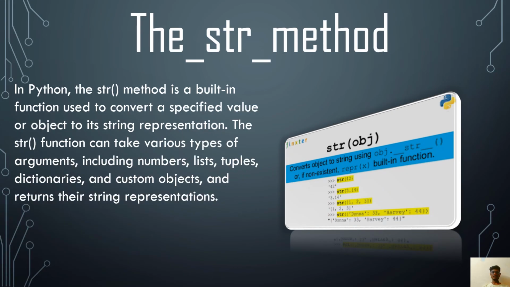Now, let us learn about the str method. In Python, the str method is a built-in function used to convert a specified value or object to its string representation. The str function takes various types of arguments, including numbers, lists, tuples, dictionaries, and custom objects, and returns the string representations.